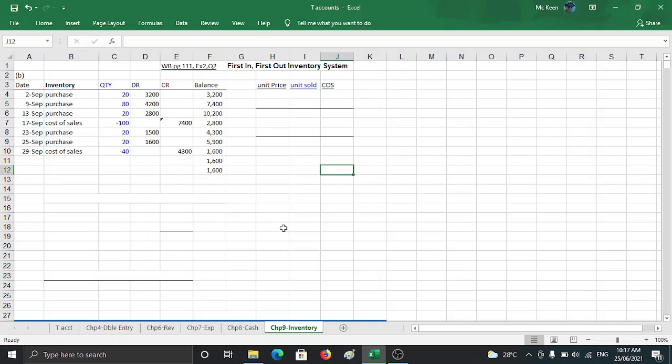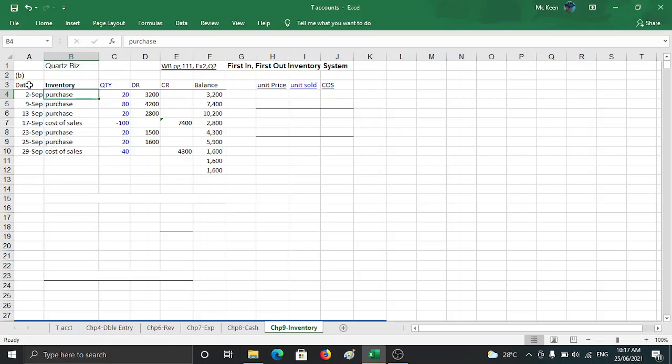Okay, this topic is about inventory first in first out system. So you look at your workbook, page 111, exercise 2, question 2. Company is Quartz Business. In the question, what they have given you is just the dates of transaction, purchases, and cost of sales. So what do you do here? Part A, calculate cost of sales for the month.